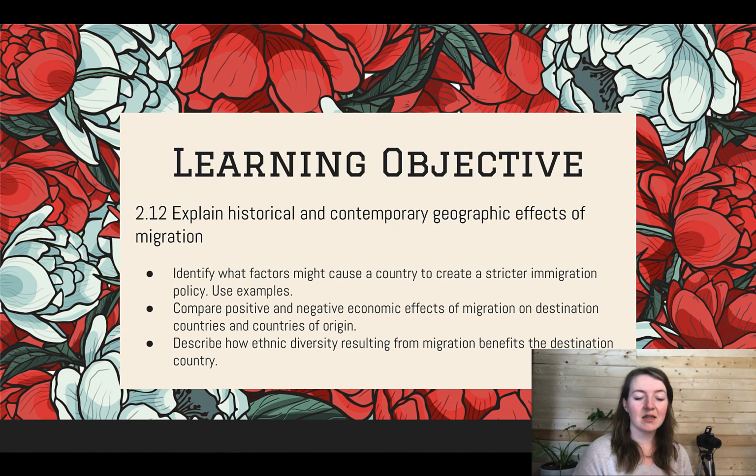Okay, that's it. So we're explaining historical and contemporary geographic effects of migration. In your notes, I want you to do 3 things. First off, identify what factors might cause a country to create stricter immigration policies and use examples. Secondly, compare positive and negative economic effects of migration on destination countries and countries of origin. And finally, describe how ethnic diversity resulting from migration benefits the destination countries.